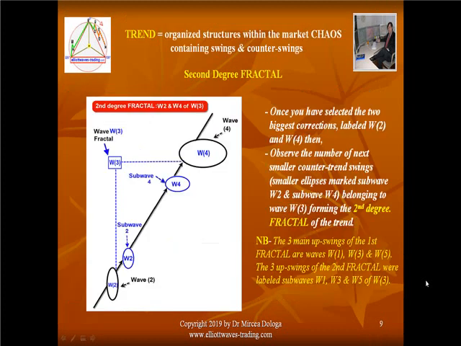Second degree fractals. Once we have selected the two biggest corrections, labeled W2 and W4, right here in the beginning of the trend and here at the end of the trend, we go on and observe the next smaller counter-trend swings, smaller ellipses marked subwave W2 and subwave W4. This is subwave W2 and this is subwave W4, and of course they belong to the wave W parentheses 3. All this forms the second degree fractal of the trend.